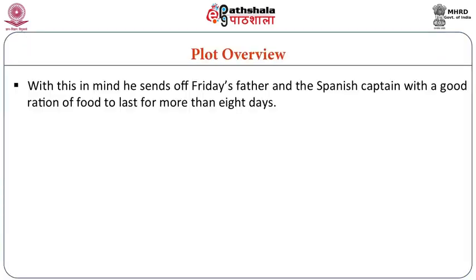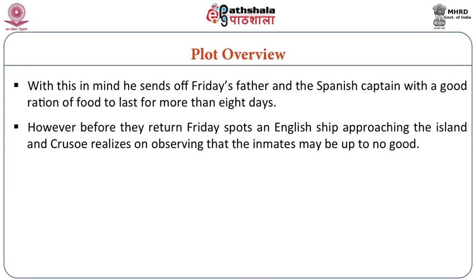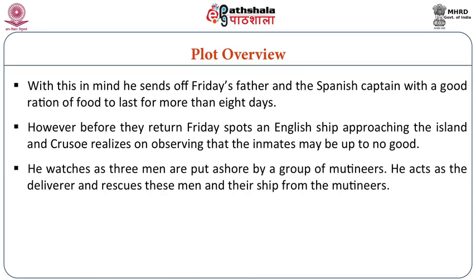Now, finally, then you have Crusoe, who sends off Friday's father and the Spaniard and says, get the other Spaniards as well. But before they return, Friday spots an English ship. So when he sees this English ship, Crusoe then realizes that there is a mutiny on board, and 3 men are sent to shore. So the 3 men are rescued then by Crusoe, and he eventually rescues the ship itself from the mutineers. Now, this again helps him to be in a position of power.